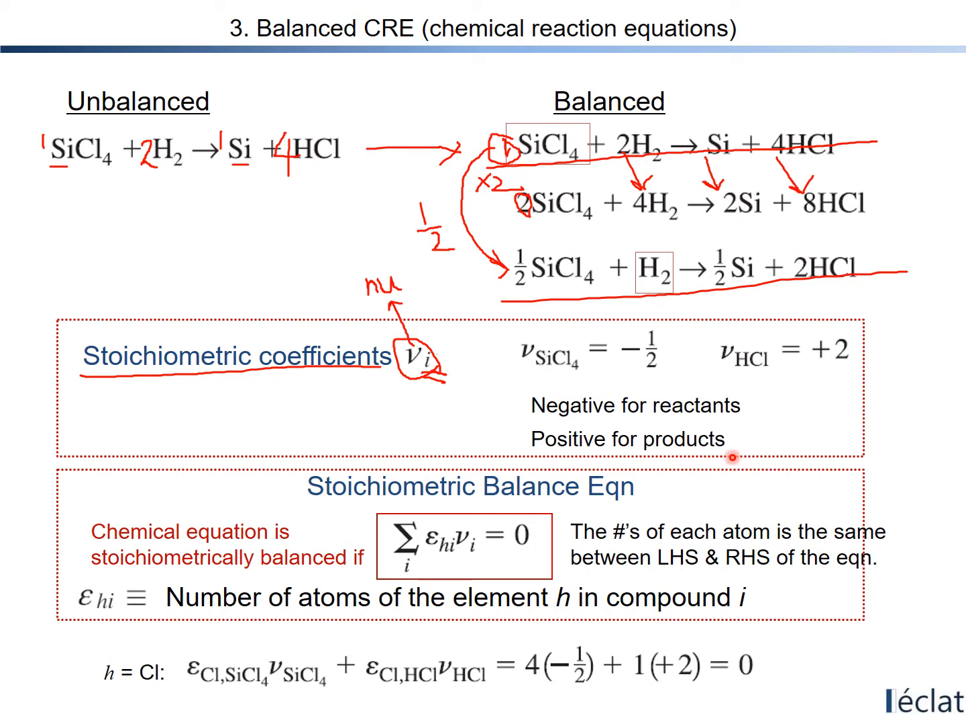The next thing is the stoichiometric balance equation. A chemical equation is stoichiometrically balanced, I can say, only if this balance equation is satisfied. This equation means the number of each atom is the same between the left hand side and right hand side of the equation. So what is the meaning of this equation? Let me try to understand.